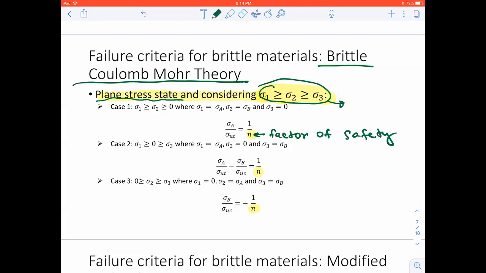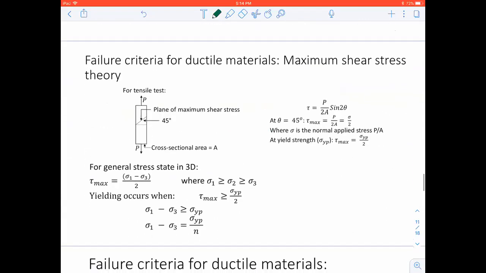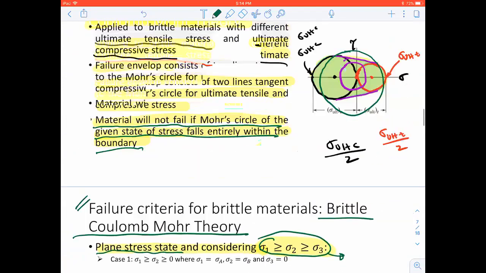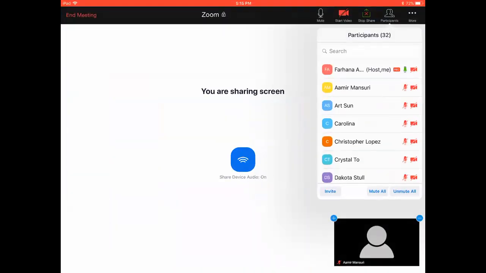So I'm going to start this next class, and we're going to finish some of the failure criteria next class. But mainly next class, we'll talk about your final exam, and we'll look into one problem related to failure theory. I will also post a few example problems related to failure theory, and that will be it for the failure theories. Any questions before I end the class, people?